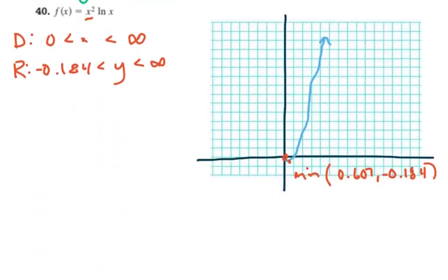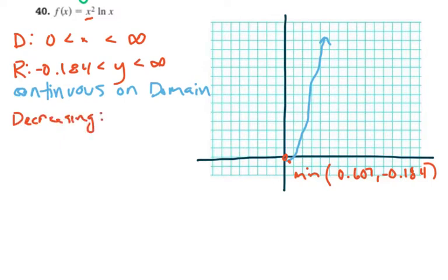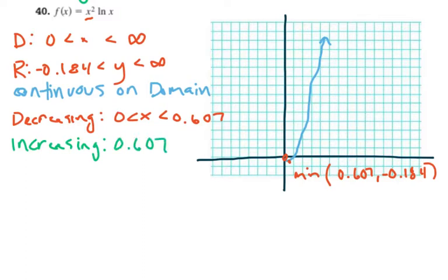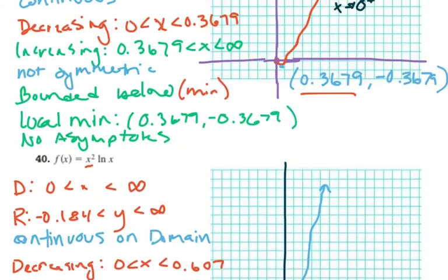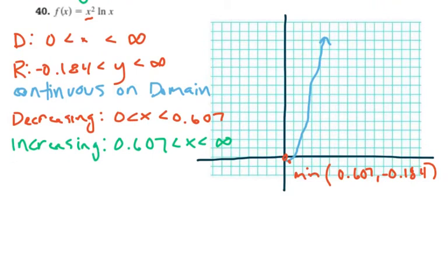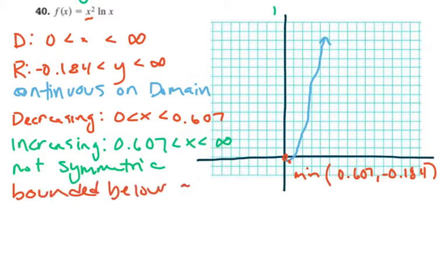Then we have continuous, and if it's decreasing or increasing, so this is continuous on its domain. And then it is decreasing as it was in the previous one from 0 to that minimum point of 0.607, and then it's increasing from that minimum point, so 0.607 to infinity. Then it asks about symmetry and boundedness, so it is not symmetric. And just as the previous, it's bounded below at the minimum.